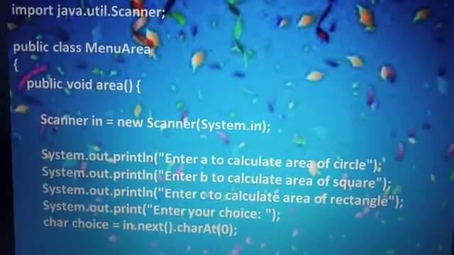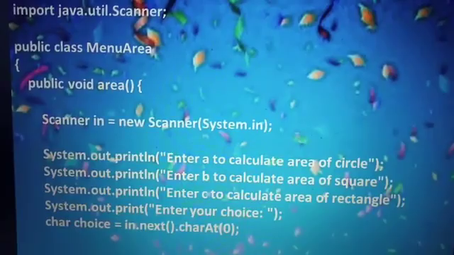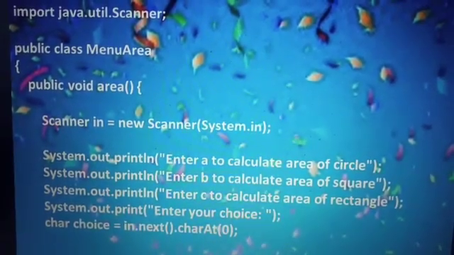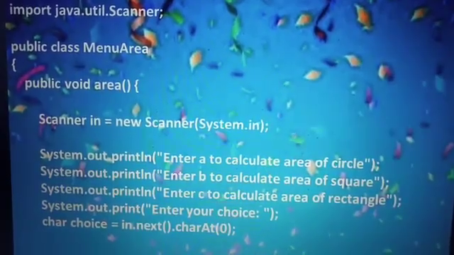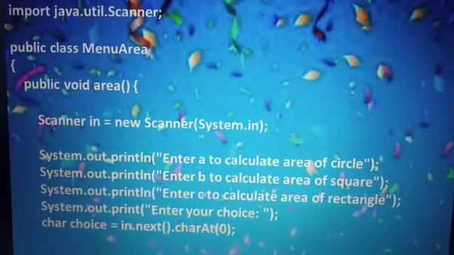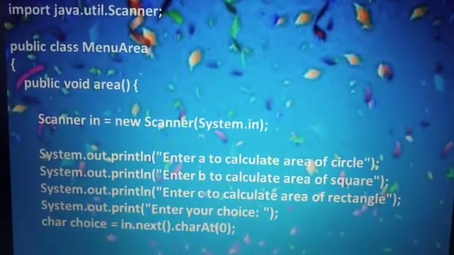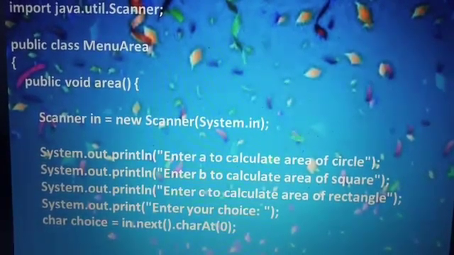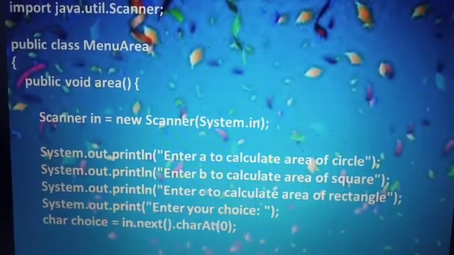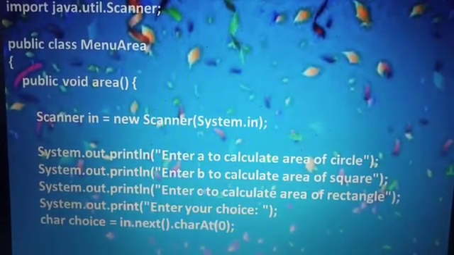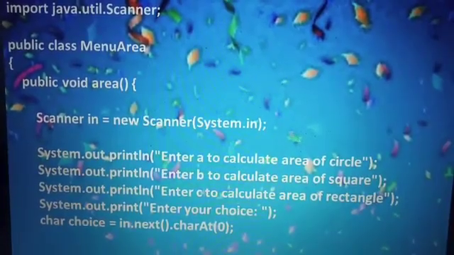Enter A to calculate area of a circle. System.out.println. Enter B to calculate area of a square. System.out.println. Enter C to calculate the area of rectangle. Everywhere semicolon is there. System.out.print. What have to use? Enter your user choice. That is terminated with a semicolon.